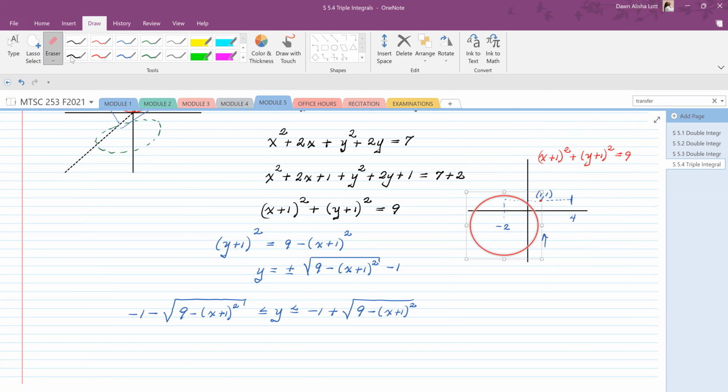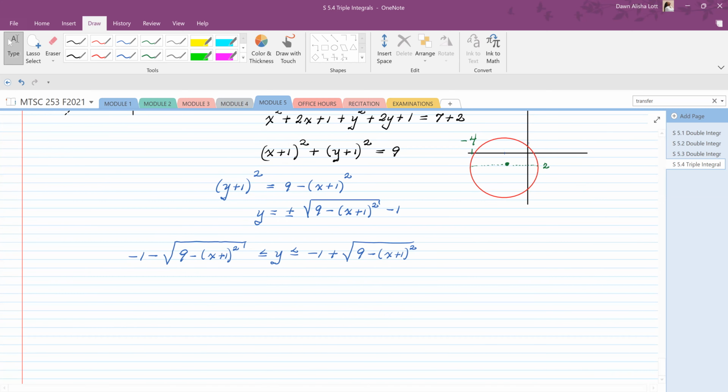Okay, let's try this again. The center is -1, -1. So now if I go over 3, I'm at 2. And if I go over 3 the other way, I'm at -4. I kept saying -1 plus and -1 minus, never realizing that my curve was in the wrong place. We all make mistakes.